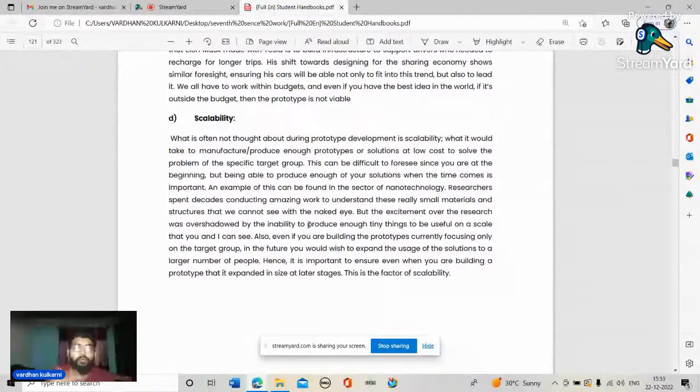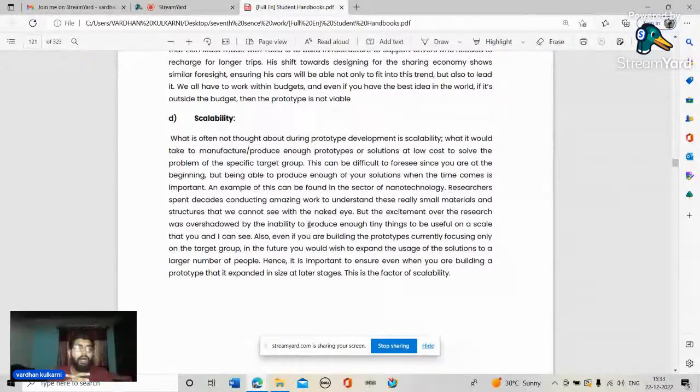An example of this we already discussed is nanotechnology, which we actually cannot see, where excitement from the research is hampered by the inability to produce enough of the tiny things to be useful at scale.